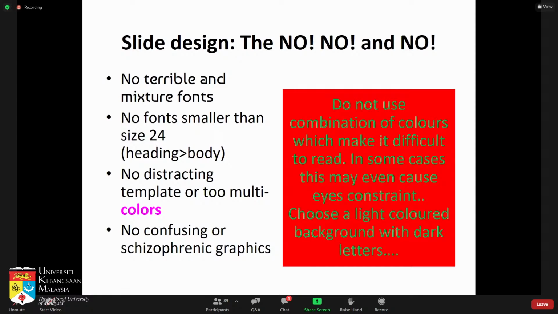So choose a light color. I was told, and I might be wrong, that maybe 15% or 17% are colorblind in any population. So you have to be careful to treat the whole lot. So please use a consistent font.